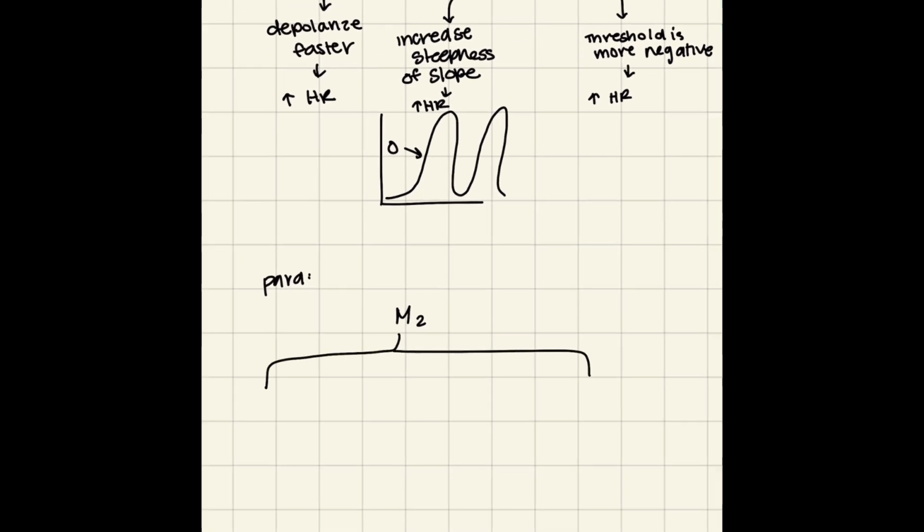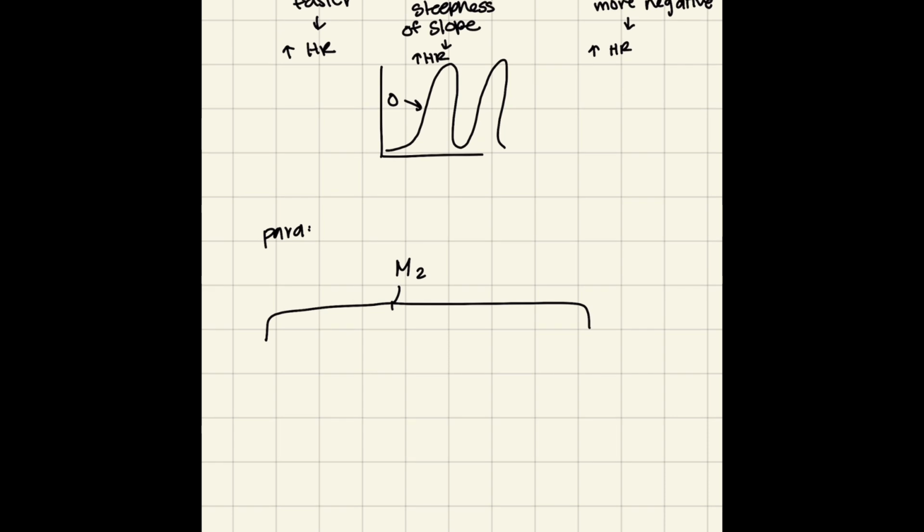There are three options that we have with the muscarinic receptors. One is that we can decrease cyclic AMP. So we decrease cAMP, which then is going to close HCN channels, which makes it so we depolarize slower. And then your heart rate decreases.